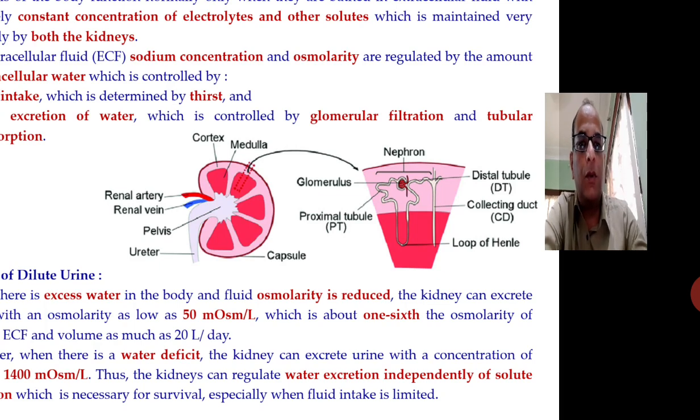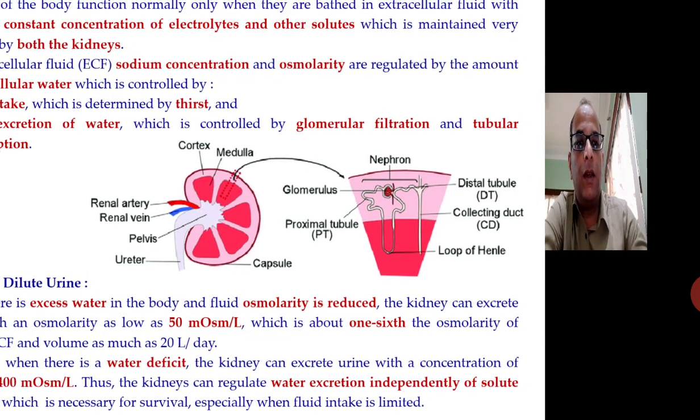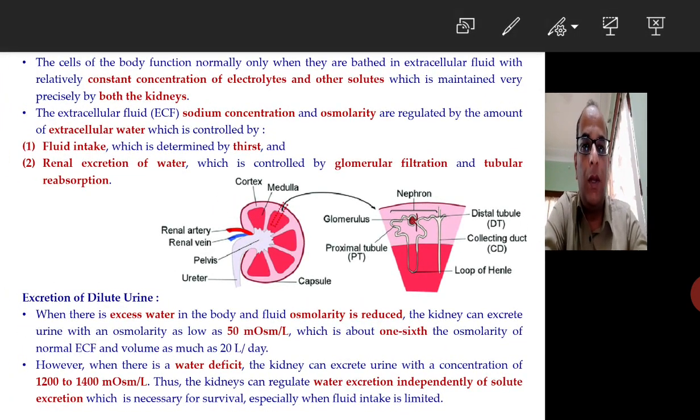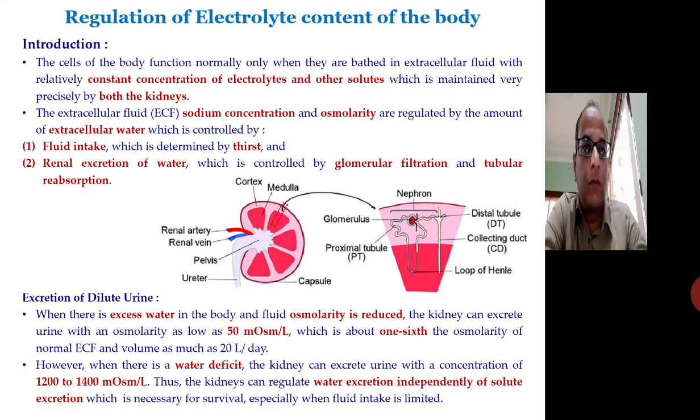Now coming to the physiology of urine formation: excretion of dilute urine. When there is excess water in the body and fluid osmolarity is reduced, the kidneys can excrete urine with an osmolarity as low as 50 milliosmolar per liter, which is about one-sixth the osmolarity of normal ECF, and a volume as much as 20 liters per day.